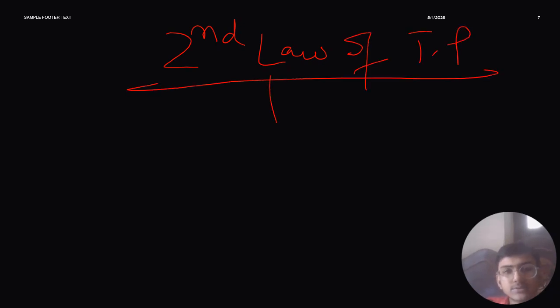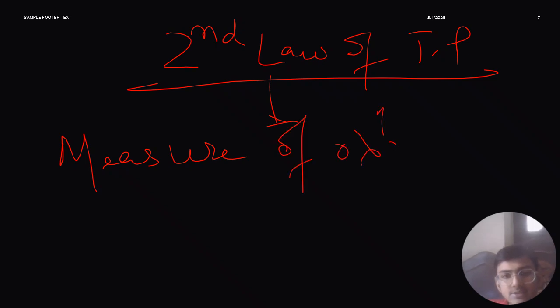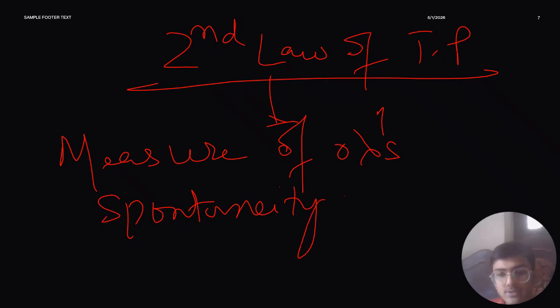Now what actually is the second law of thermodynamics? It is actually the measure of reaction spontaneity. What do you mean by spontaneity of a reaction? The tendency of a reaction to occur by itself without any external agent, or without any external help. It occurs on its own. That is a spontaneous reaction. If some external heat supply is required, then that is not spontaneous. That will be non-spontaneous.